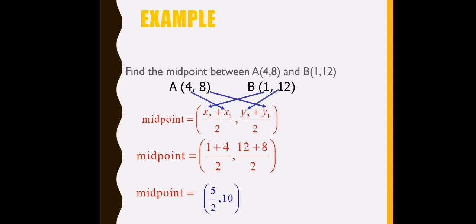That's simply 5 over 2, because 1 plus 4 equals 5 over 2. 12 plus 8 equals 20 over 2. Simplify it further. 20 divided by 2 is 10.